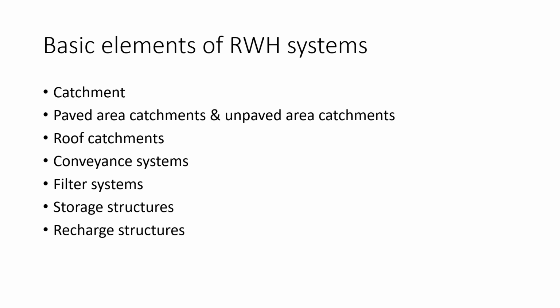Similarly, paints used on metallic roofs may leach out toxic chemicals such as lead or chromium. This is why certain materials must not be used when installing a rainwater harvesting system. Are you getting my point?